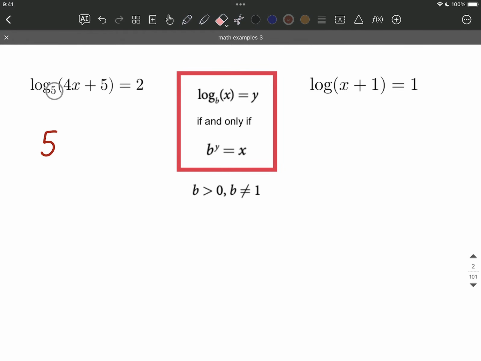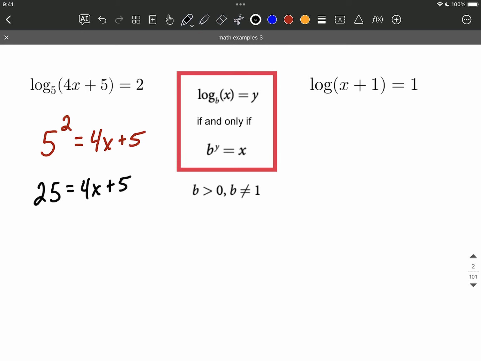Now this kind of looks like 5 raised to the 4x plus 5 power. It's not really what it means, but that's what it kind of looks like. So when we switch over to exponential form, we're going to use the 2 from the other side as our exponent. So it's going to be 5 to the second power equals what remains, what was inside the logarithm. So 4x plus 5 goes on the other side. This equation shouldn't be too bad, right? 5 squared is the same thing as 25 equals 4x plus 5, just bringing that along.